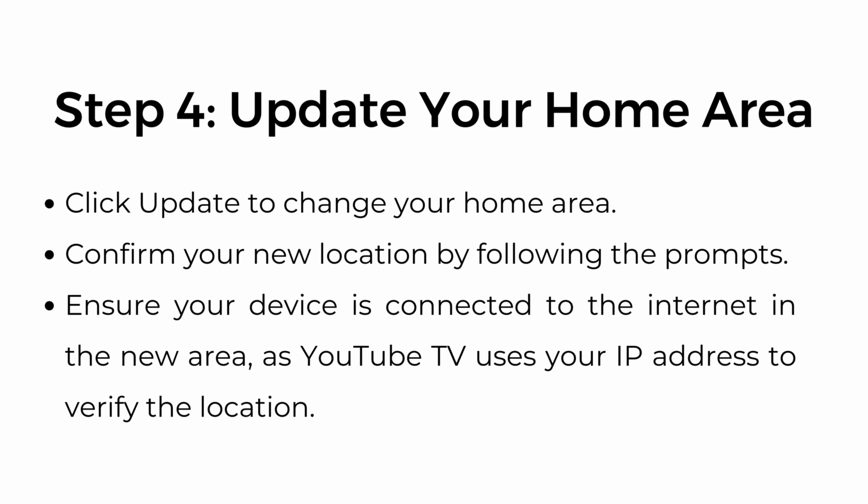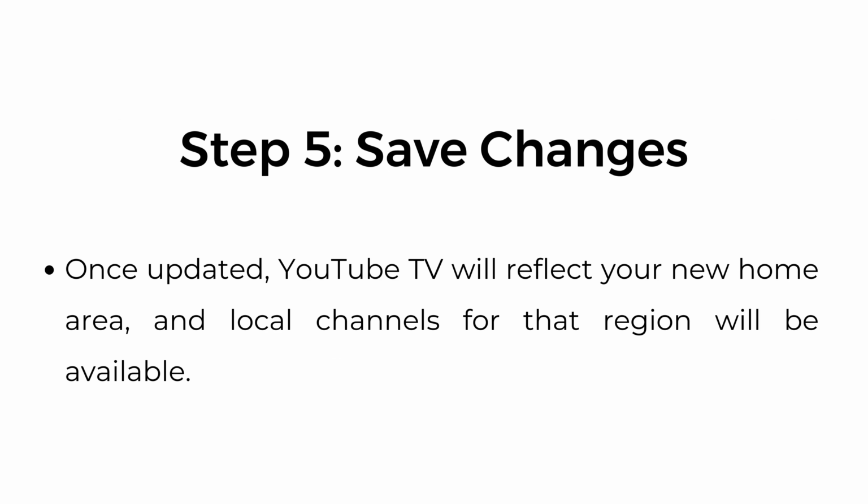Step number 4. Update your home area. Click update to change your home area. Confirm your new location by following the prompts. Ensure your device is connected to the internet in the new area, as YouTube TV uses your IP address to verify the location.